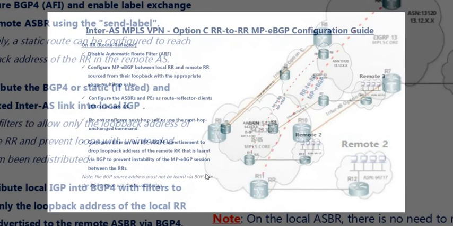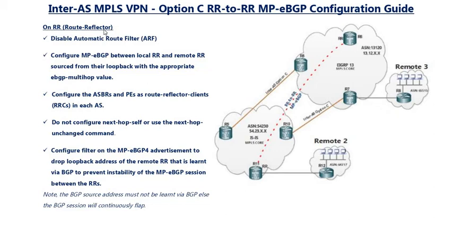Similarly, on the route reflector, you need to disable the automatic route filter that is on this box here, on this device, and on this device. You will also note that the route reflector here is also the PE to this remote site.